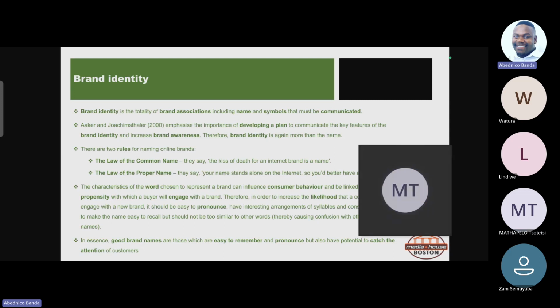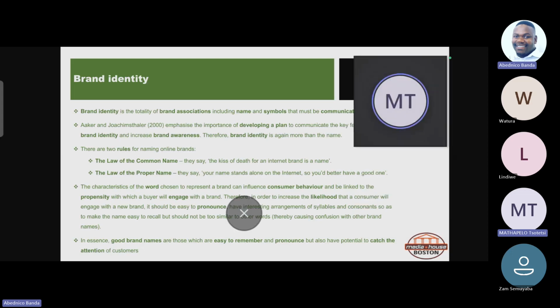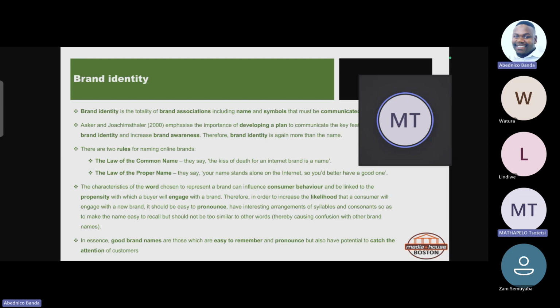So in identity, you need to know that. Then there's also the law of the proper name. They say your name stands alone on the internet. Did you hear that, guys? Your name stands alone on the internet. That's true. Have you Googled yourself? I have Googled myself. I don't know about you guys, but I have, and all of a sudden you've got 20 Matapelos. Some of us are very ugly in my name.